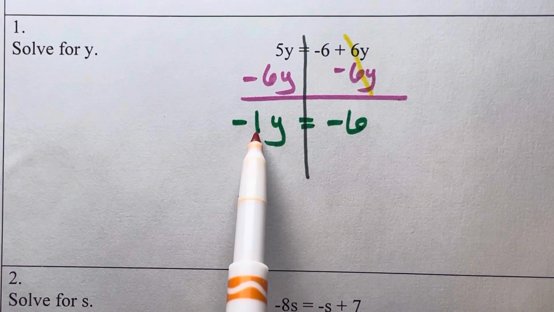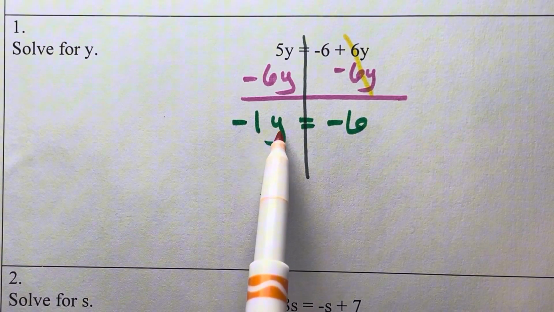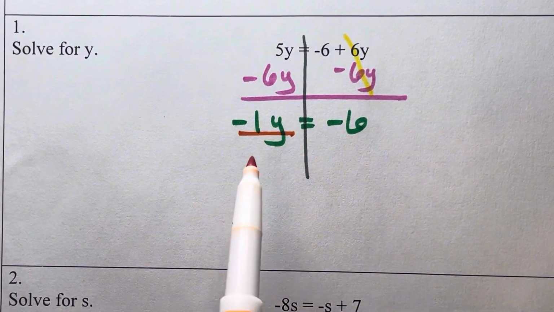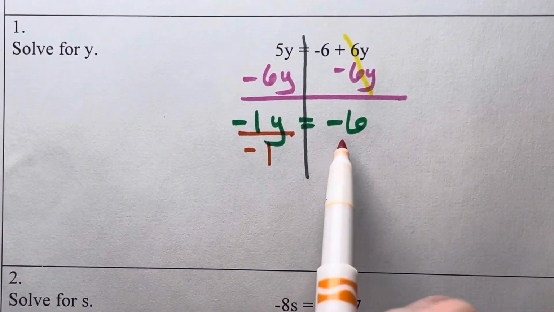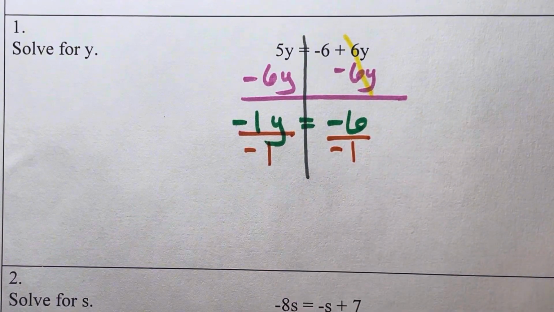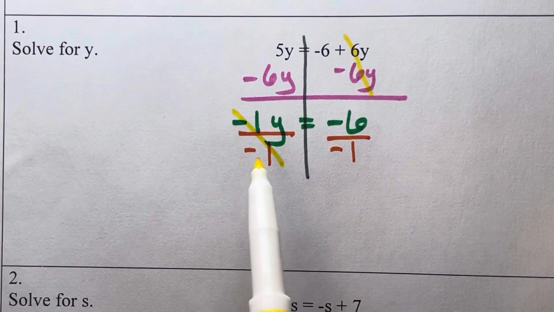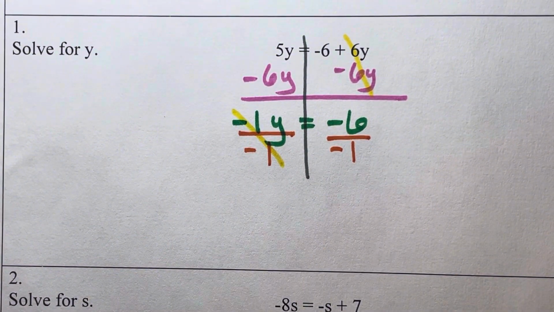Remembering that a letter and a number, a variable and its coefficient side by side, are multiplying, we're going to do the opposite of multiplying, which is to divide. And what you do on one side of the river, you still have to do to the other side of the river. The whole point of that was to make our y positive so that those negative ones cancel out.